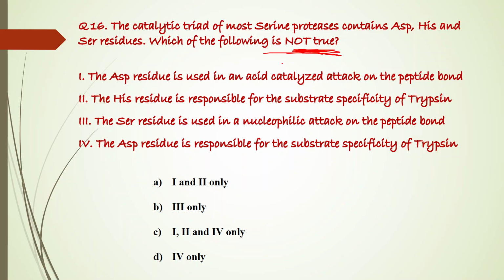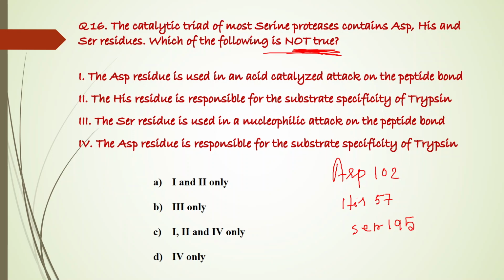The first option states that the aspartic acid residue is used in an acid catalyzed attack on the peptide bond. Now if you do remember the mechanism of one example of serine proteases like chymotrypsin, we have already read that in our lecture material. So what is the catalytic triad that is used in case of chymotrypsin? Say aspartic acid 102, histidine 57 and serine 195.